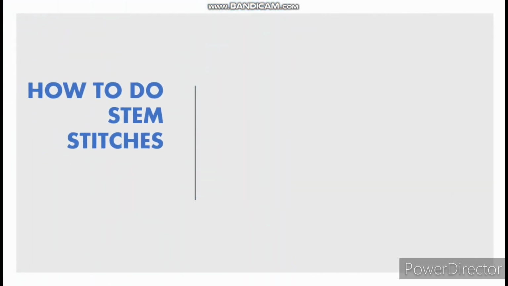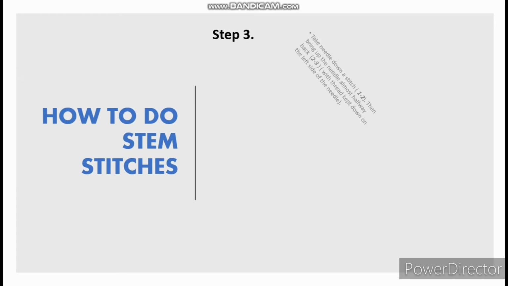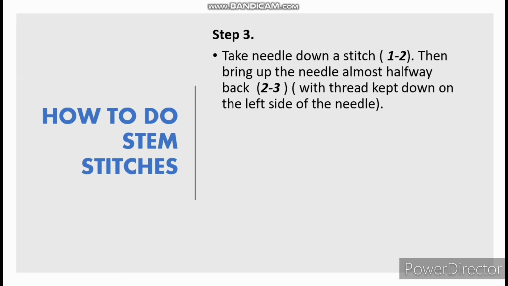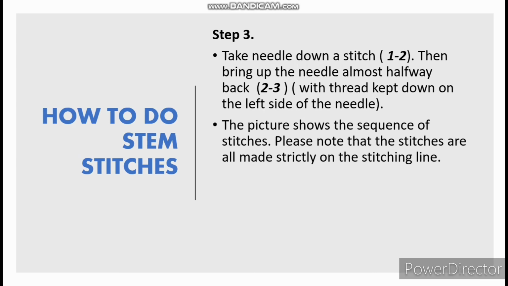Step 3. Take the needle down a stitch, that is from 1 to 2, then bring up the needle almost halfway back, that is 2 and 3, with the thread kept down on the left side of the needle. Take note, the picture shows the sequence of stitches. Please note that the stitches are all made strictly on the stitch line. Don't leave that line.